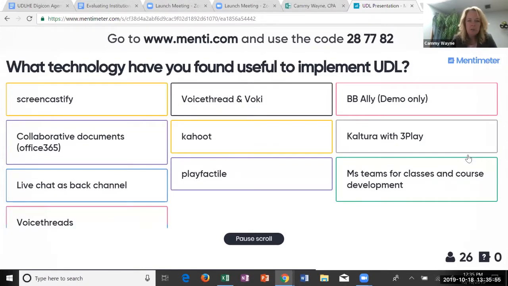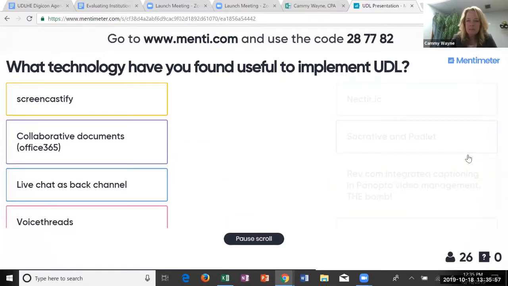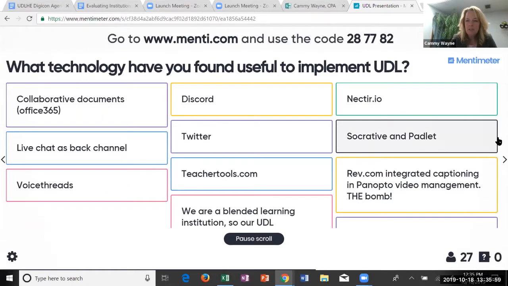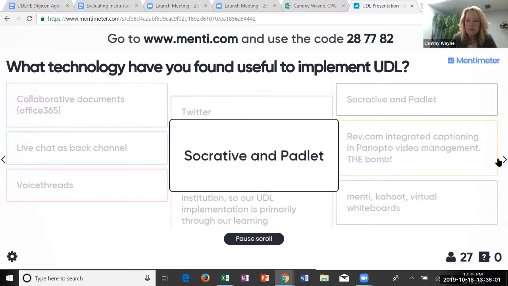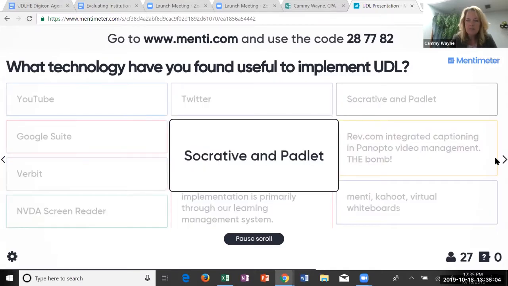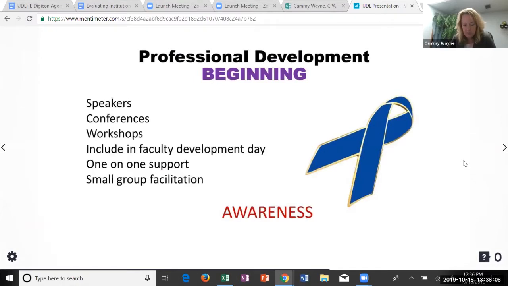There's a lot of great feedback here, but just for the sake of time, we're going to move on to some of those other questions we have. So let's look at professional development. Especially, I know a lot of you are at these beginning stages, and I can see from your comments, it's overwhelming. And we don't want our professional development in UDL to be overwhelming. We don't want to scare anyone away before we even start, right? So let's make it easy for them.